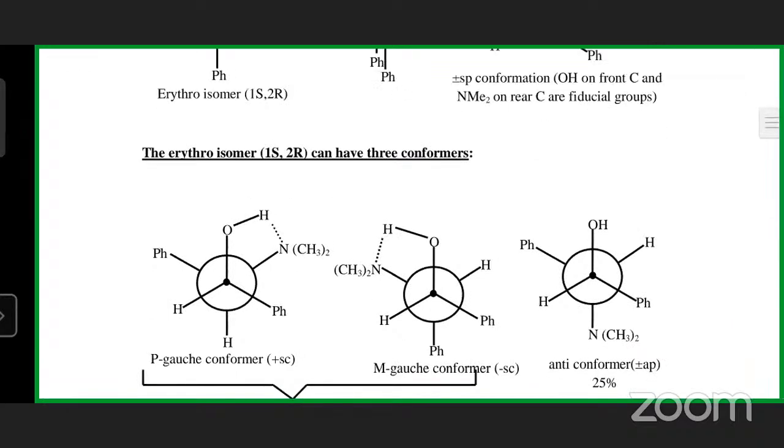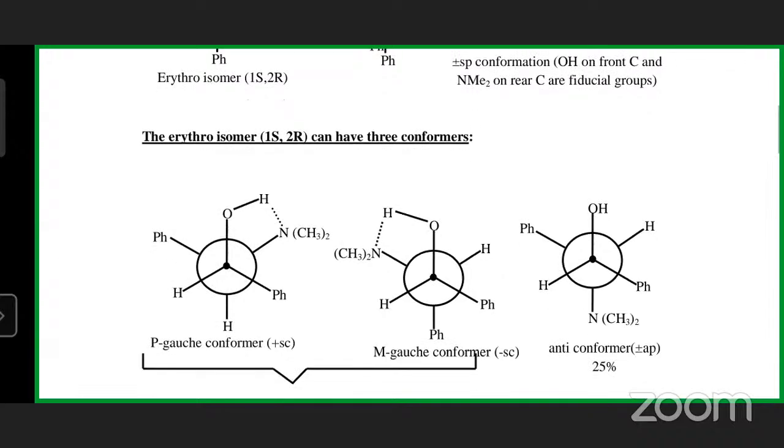So in the erythro also it is the same, where the two phenyl groups are in the opposite direction. If the bulky groups are in the opposite direction, there is generally negligible steric repulsion between the bulky groups here, so that conformer is more stable.